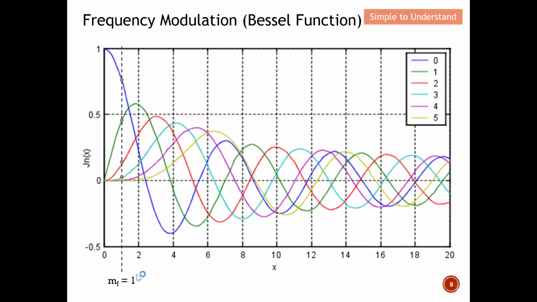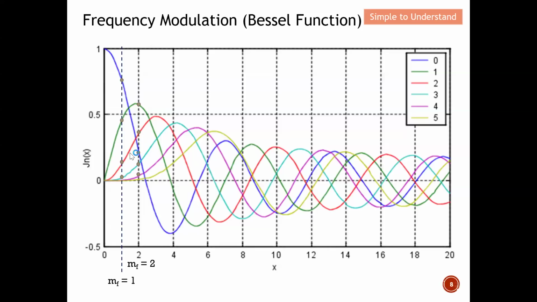Next, let me do the modulation index equals 2. From here again, you can see that I have 1, 2, 3, 4, 5. The rest is less than 0.01, which I will omit. So for MF equals 1, I have 1, 2, 3, 4, and for MF equals 2, I have 1, 2, 3, 4, 5.